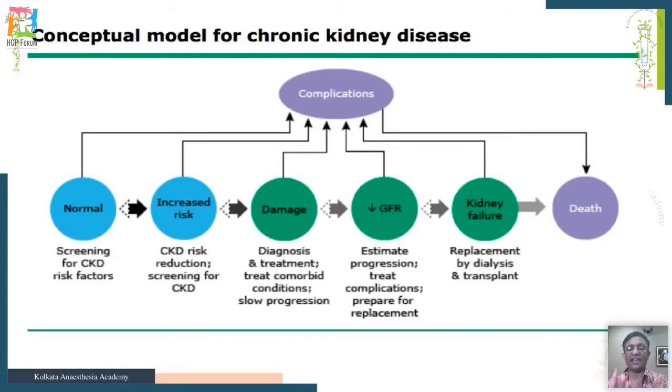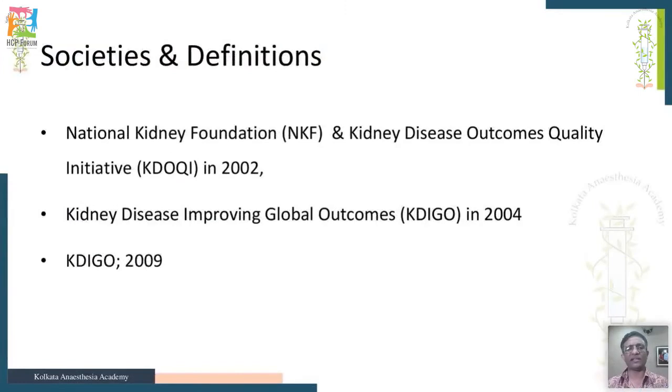Essentially, if you can screen the risk factor, modify the risk factor, then you possibly can prevent the damage and these complications. And if you can diagnose early and slow down the progression, you can possibly decrease the decline in GFR and the attendant kidney failure, which has a very bad prognosis. So this is the spectrum of the disease.